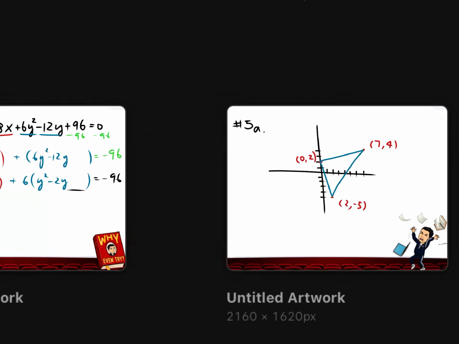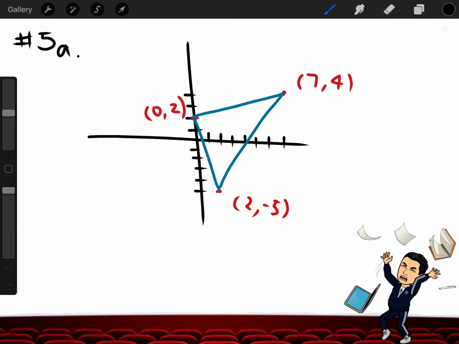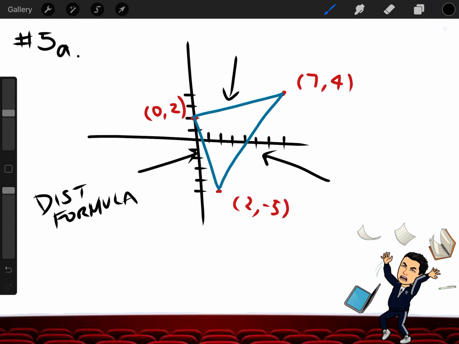Let's look at the next one. Number 5 asks whether this is an isosceles triangle. Isosceles means that two sides are the same. This is going to be a little time consuming, because you have to use the distance formula to find this length and that length. If two of the lengths are congruent, then it is isosceles.